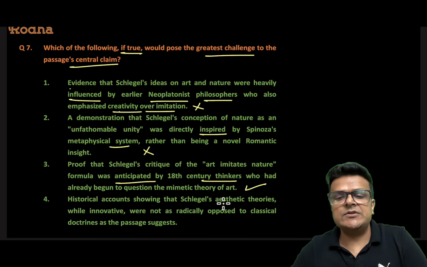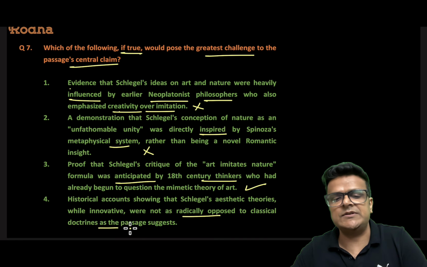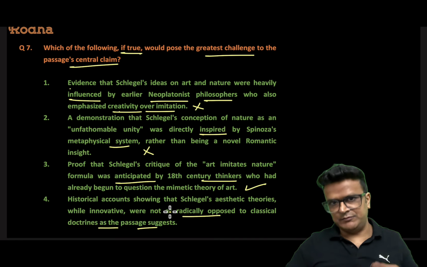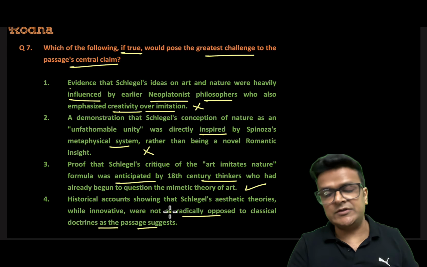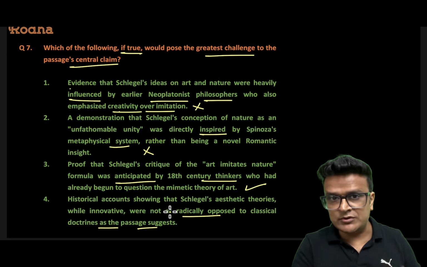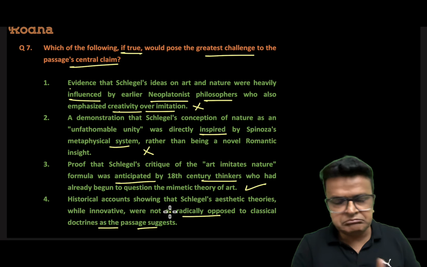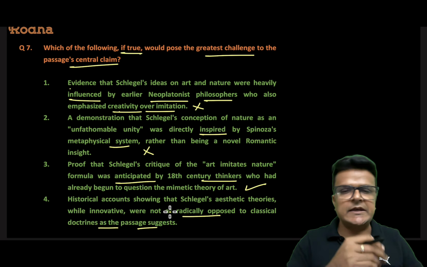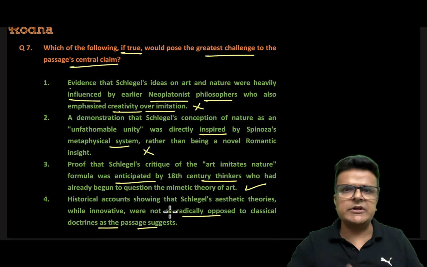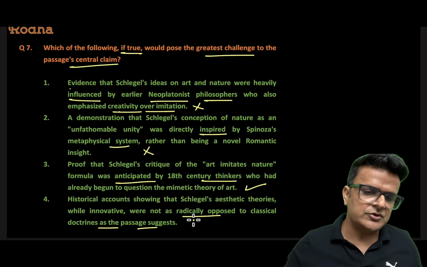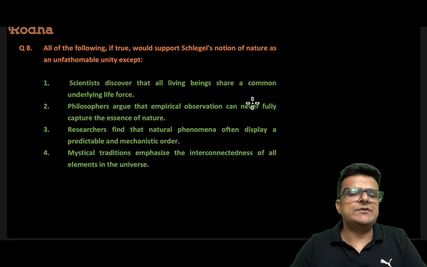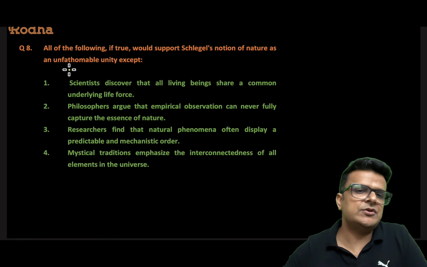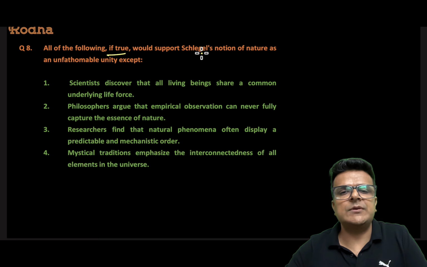Historical accounts showing that Schlegel's aesthetic theories were not as radically opposed to classical doctrines as the passage suggests. So even if we can prove that Schlegel's ideas were not as opposed to some other theory, does it mean his theory was not great, his work was not great, he did not do a good job? No. किसी और theory के against नहीं भी है ज़्यादा, तो क्या हुआ? The work can still be considered great, it does not challenge, and therefore the correct answer has to be option 3.